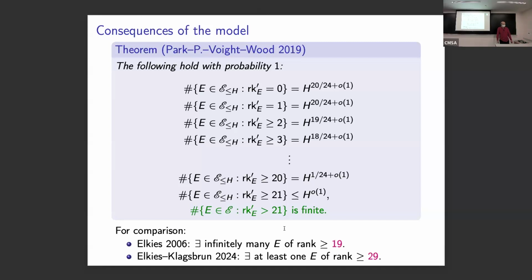As I mentioned before, the absolute record is that there's an elliptic curve of rank at least 29, but they only found one of those. That's also consistent with there being finitely many of rank greater than 21. So far the actual ranks that we observe seem to be consistent with the model. We don't know if it'll stay that way, but we'll see.